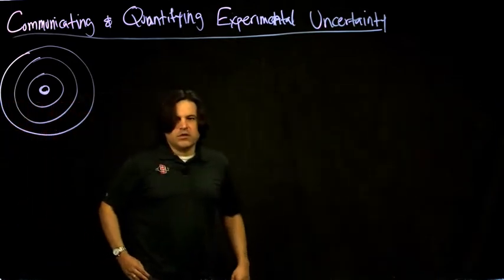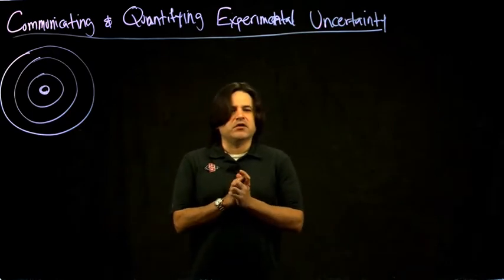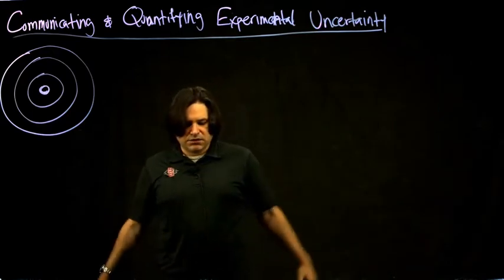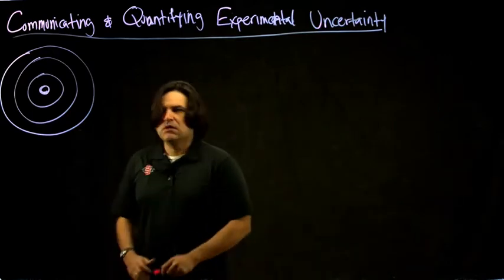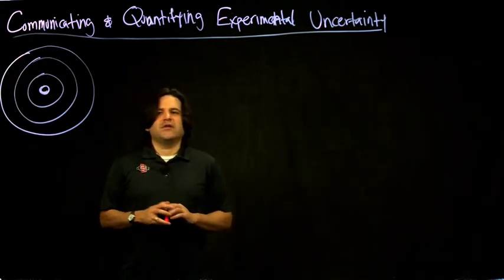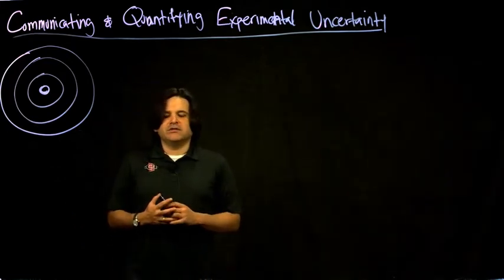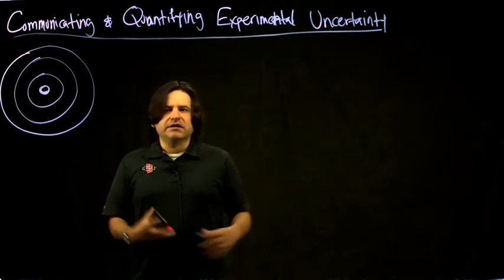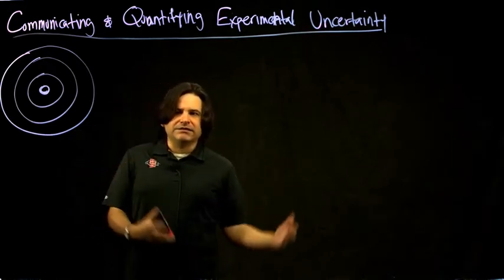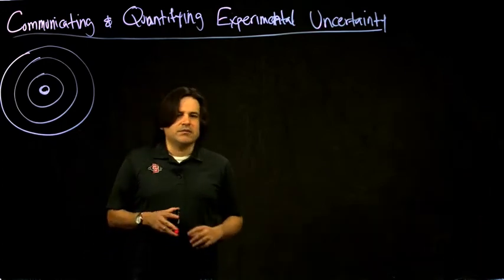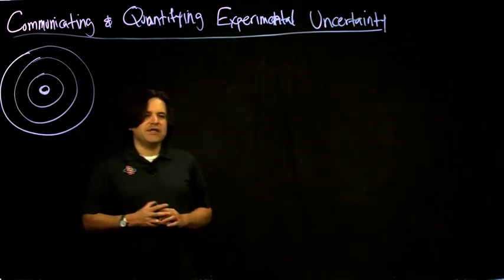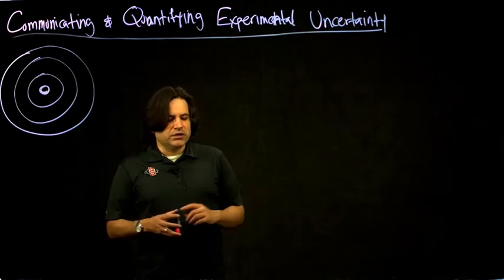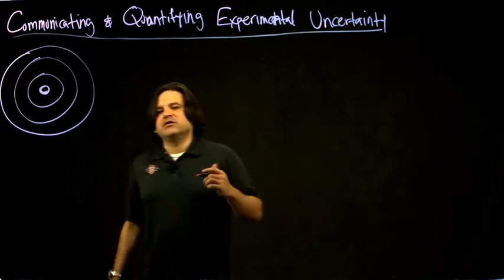Hello, everyone. Welcome to another session of our Learning Glass Studio. Today, we're going to talk about communicating and quantifying experimental uncertainty, also known as measurement error, experimental error, error analysis. This is an important part of any time you take a measurement, to realize that measurements are not perfect.